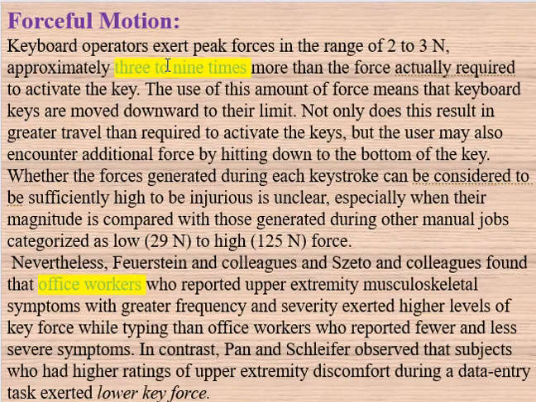Forceful motion. Keyboard operators exert peak forces in the range of 2 to 3 Newton, approximately 3 to 9 times more than the force actually required to activate the key. The use of this amount of force means that keyboard keys are moved downward to their limit. Not only does this result in a greater travel than required to activate the keys, but the user may also encounter additional force by hitting down to the bottom of the key. Whether the forces generated during each keystroke can be considered sufficiently high to be injurious is unclear, especially when their magnitude is compared with those generated during other manual jobs, categorized as low, 20 Newton, to high, 125 Newton force.